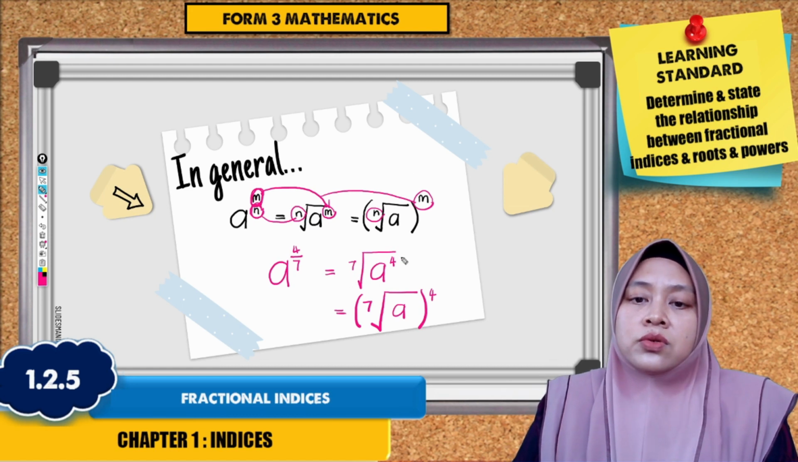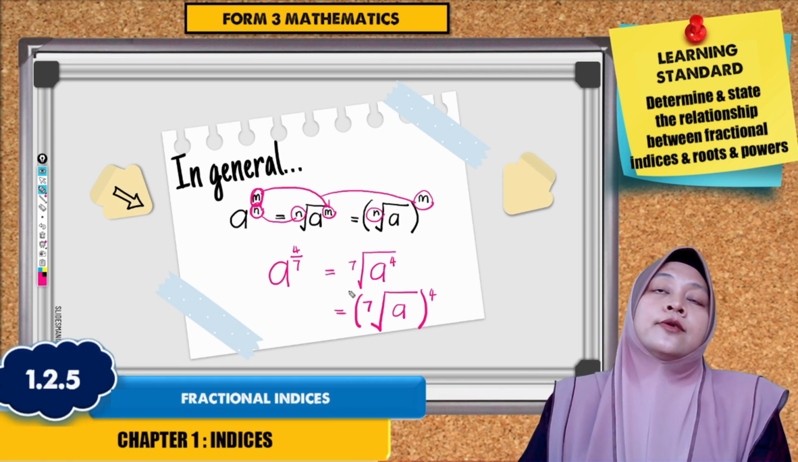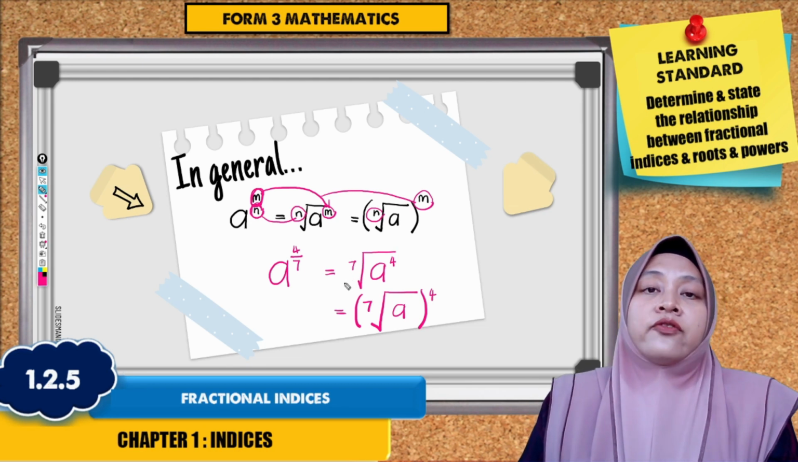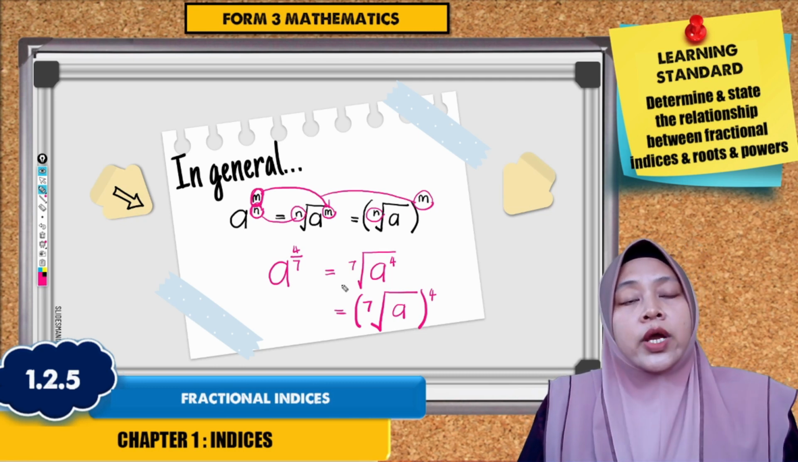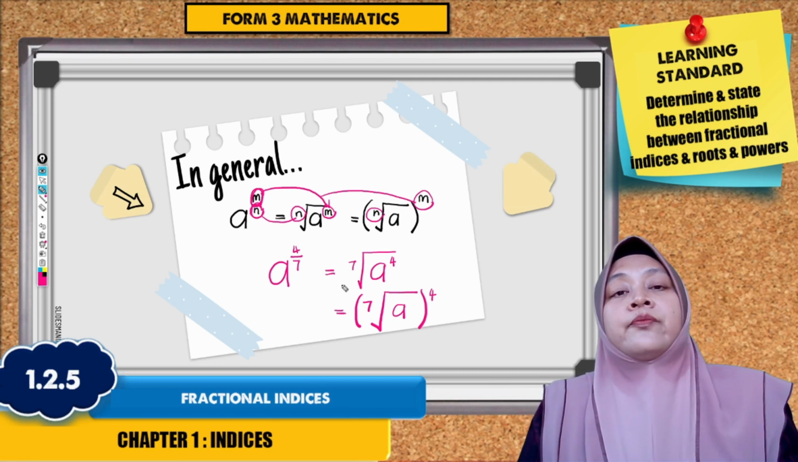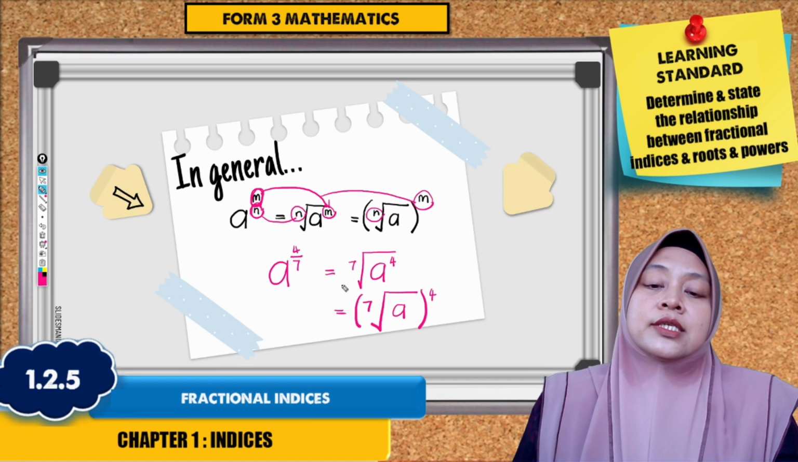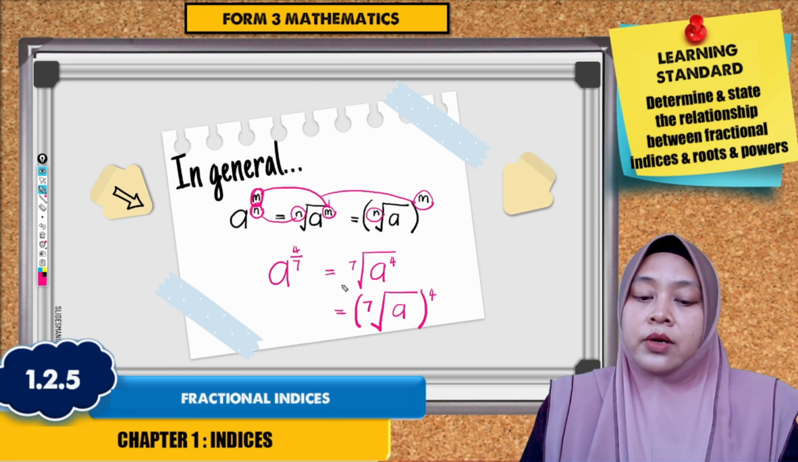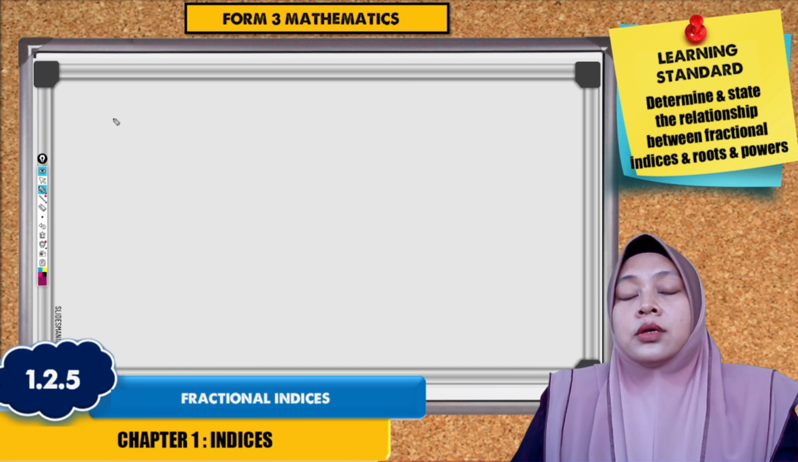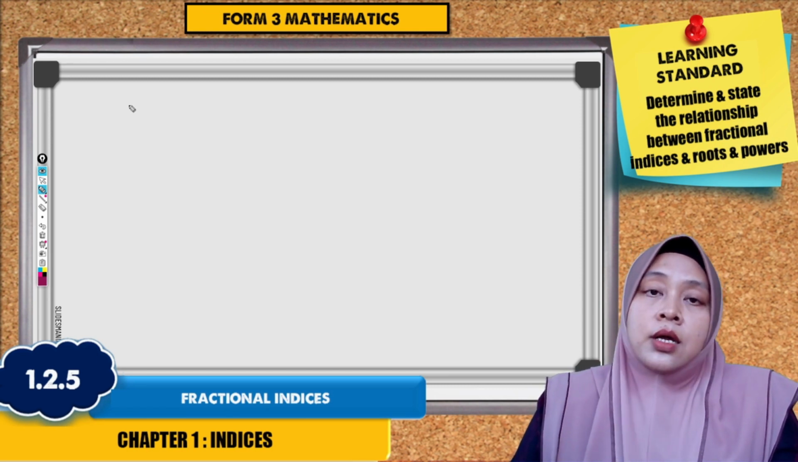How to pronounce this? 7th root, also called punca kuasa 7. If it is 6, 6th root. If it is 5, 5th root. We have learned before punca kuasa 2 and punca kuasa 3, square root and cube root, but now you have to go further to other roots, so you call it 7th root, 5th root, 6th root, and more.